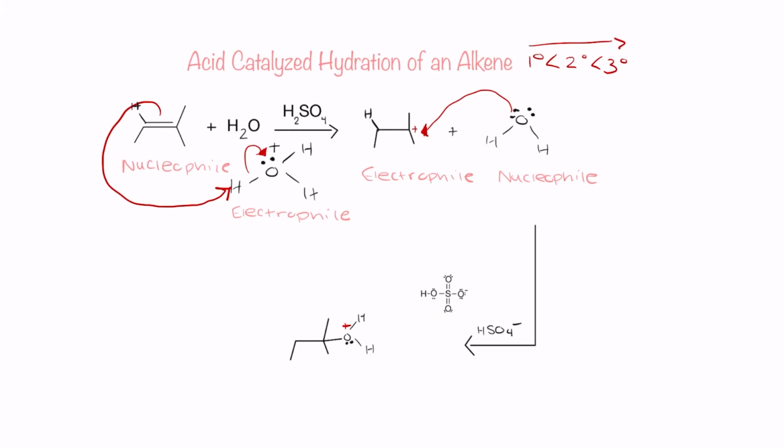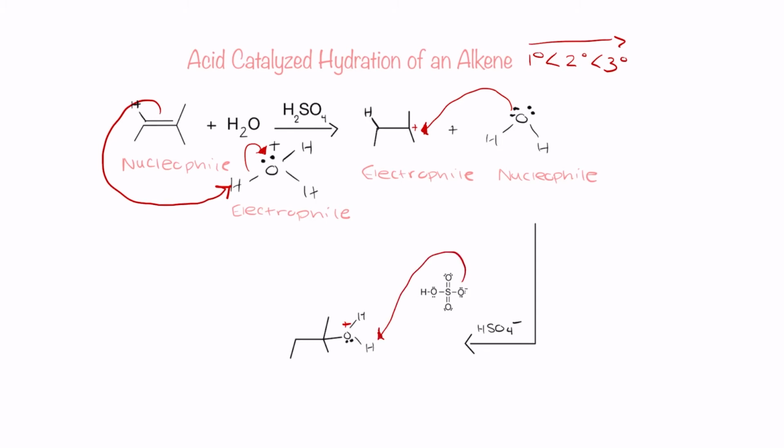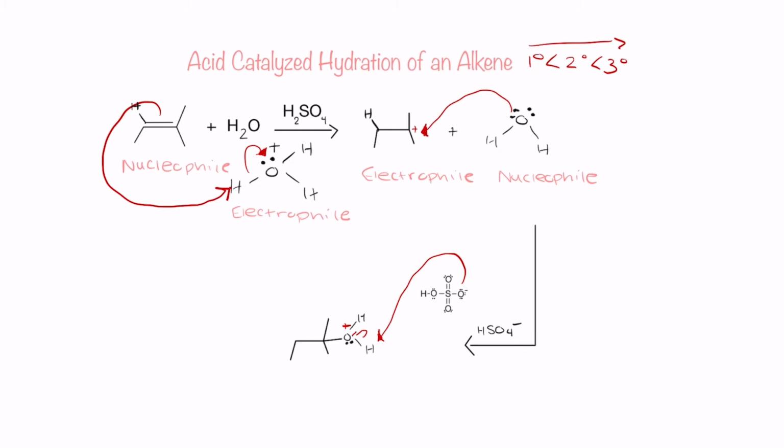And it's going to come back and reclaim its hydrogen. So this oxygen here is going to say, hey, give me back this hydrogen over here. And it's going to throw those electrons onto the oxygen. And so now what we formed is this alkane with an alcohol group attached to it. And as a byproduct, HSO4 minus regained its hydrogen to become H2SO4.